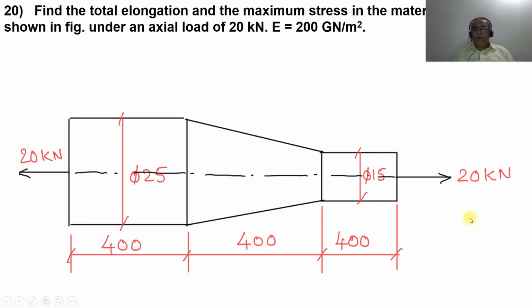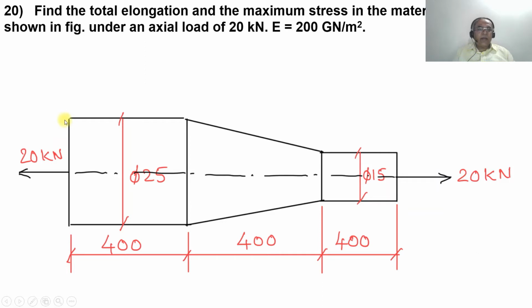Now, we're going to take up one more problem, problem number 20. Find the total elongation and the maximum stress in the material of the bar shown in the figure under an axial load of 20 kilonewton. Take E equals 200 giganewton per meter square.